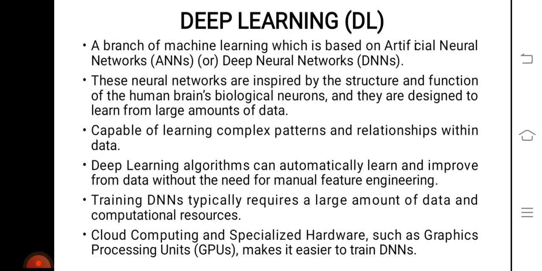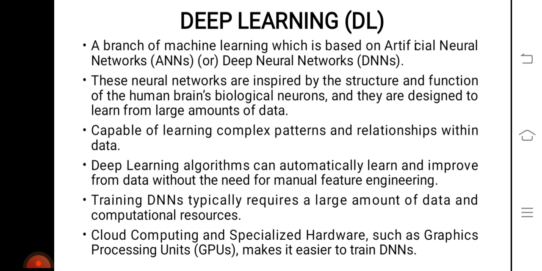Deep learning is capable of learning complex patterns and relationships within the data. Deep learning algorithms can automatically learn and improve from the data without the need for manual feature engineering. Training deep neural networks typically requires a large amount of data and computational resources. We use GPUs, meaning graphics processing units. You can do deep learning in Colab itself.